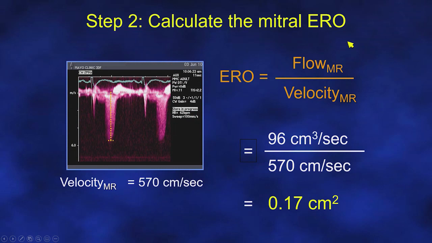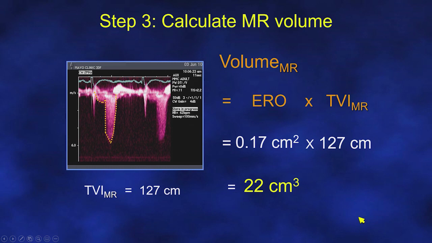And then we can do our calculations. Remember, we took our flow, which we measured from the PISA, divided by the peak velocity, and our ERO came out 0.17. You can then calculate the mitral regurgitation volume by taking our ERO and multiplying it by the mitral regurg TVI. And when measured correctly, this gave us a regurgitant volume of only 22 cc's. Oftentimes with this late systolic MR, your ERO may be much higher than your regurgitant volume. And you should always use the regurgitant volume firstmost in this particular entity, late systolic MR.